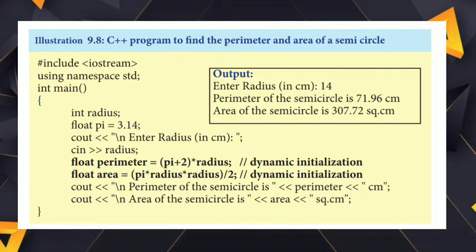We can simplify and we get the answer. I give the radius as 14. We get the perimeter as 71.96. The area of the semicircle is 307.72 square centimeter. This is very simple. First, pi 3.14 plus 2 into 14, that is 3.14 plus 14 is equal to 71.96. That is called the perimeter of the semicircle. Pi 3.14 into radius 14 into radius 14 divided by 2 is the area of the semicircle, 307.72 centimeter square.